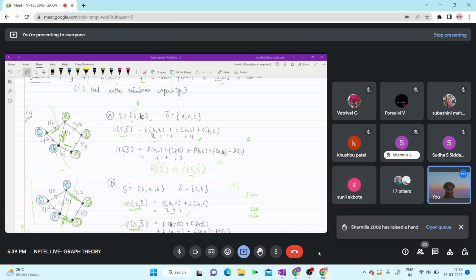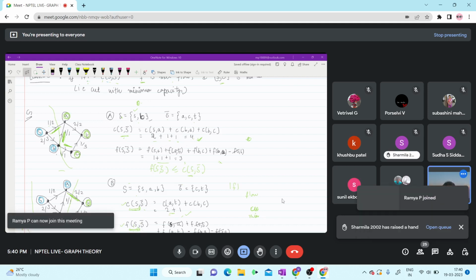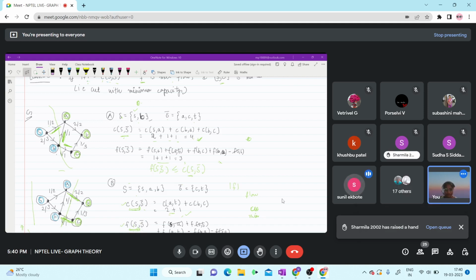Yes, so we'll use the residual graph and then the augmented graph. We'll be discussing a method to find the maximum flow, and through that maximum flow we can find the minimum cut. But I'm not aware of any method in which we can find the minimum cut directly.